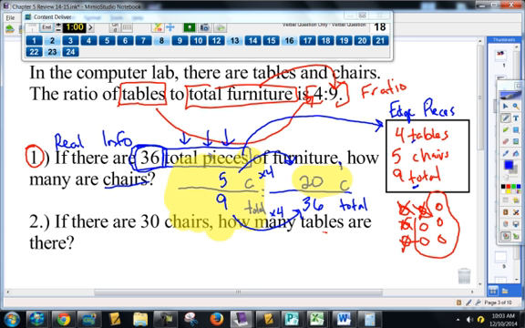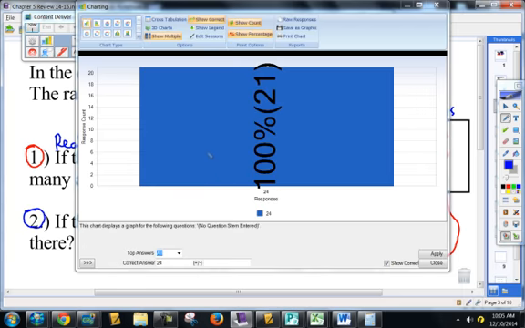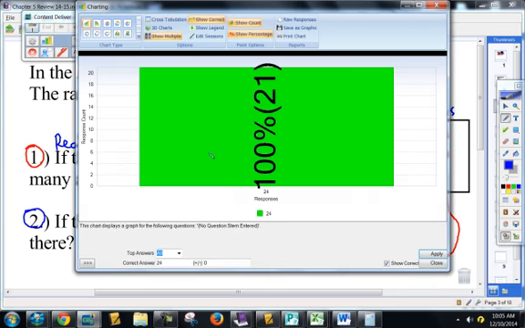But if I want to figure out also the number of tables now, wouldn't I just do 36 minus 20? Yes, you would. So, based on that right now, I'd like everybody to please do number 2 if you haven't already. So, obviously, we all got this one right, this number 2 here.